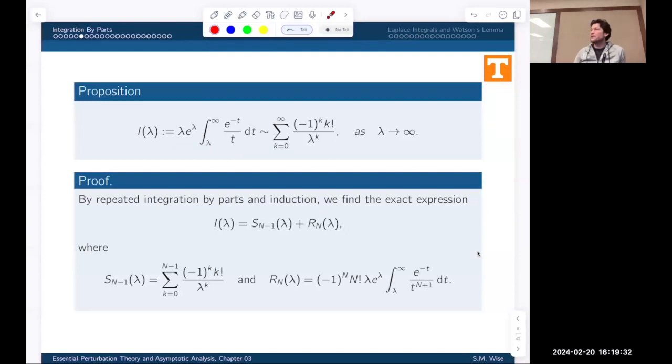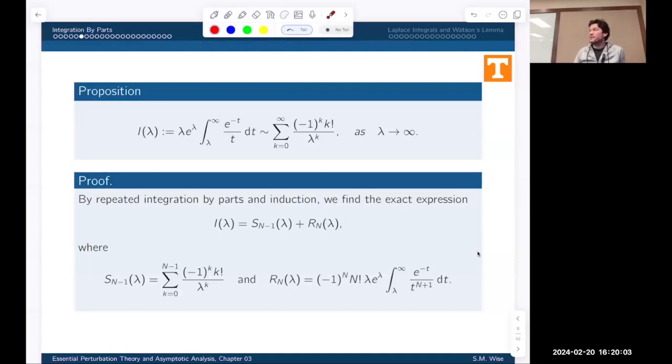Apply the ratio test. This is getting way too big. Okay, so it's not going to converge for any lambda, right? But if we make a partial sum and we don't go all the way up to infinity, we say we stop at, let's say, the upper limit being 50, then as lambda gets larger and larger, the partial sum is a better and better approximation.